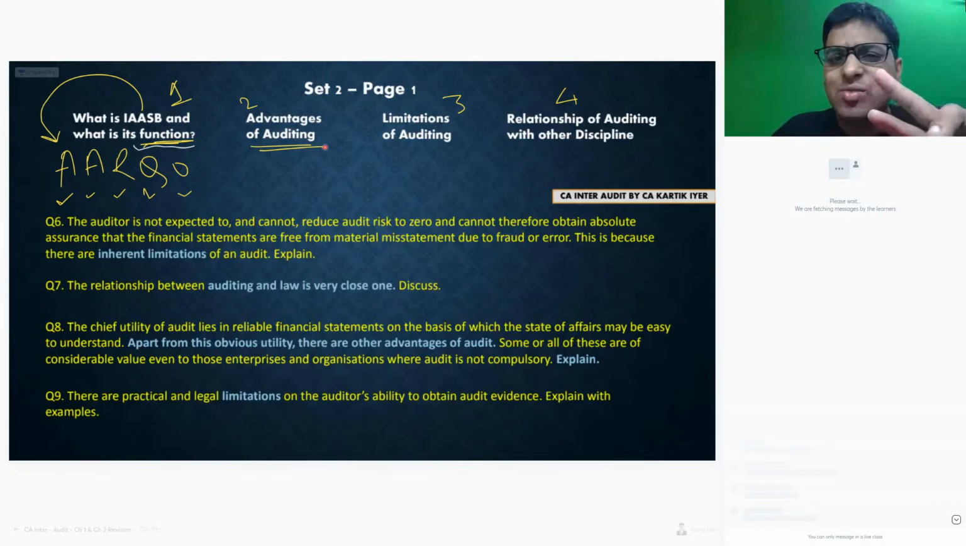That's it. Your answer is done. Very simple to understand. Okay. What do you think? Should we revise it once more?